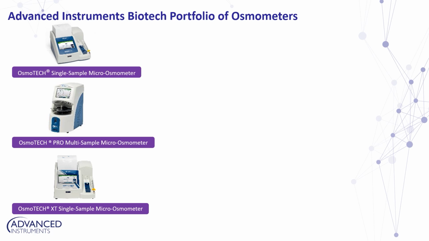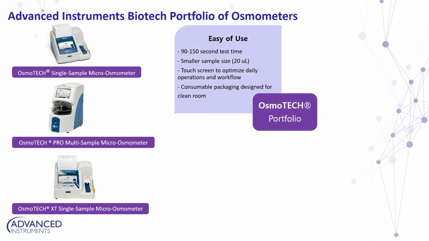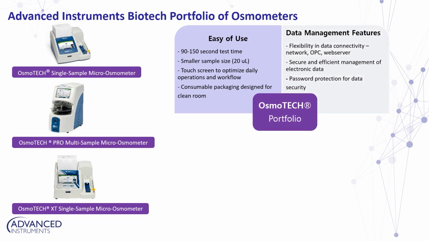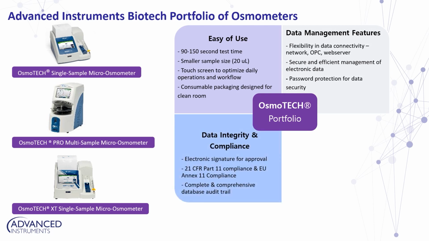These instruments provide the obvious osmolality testing with high accuracy and precision. But we've also incorporated many features that have been deemed important by our biotech customers. All instruments are easy to use with efficient test times and small sample sizes. There are significant data management and connectivity features which make for secure and efficient management of electronic data. There is 21 CFR Part 11 compliance, and another new feature launched with the XT is the second electronic signature for that review and approval of data.